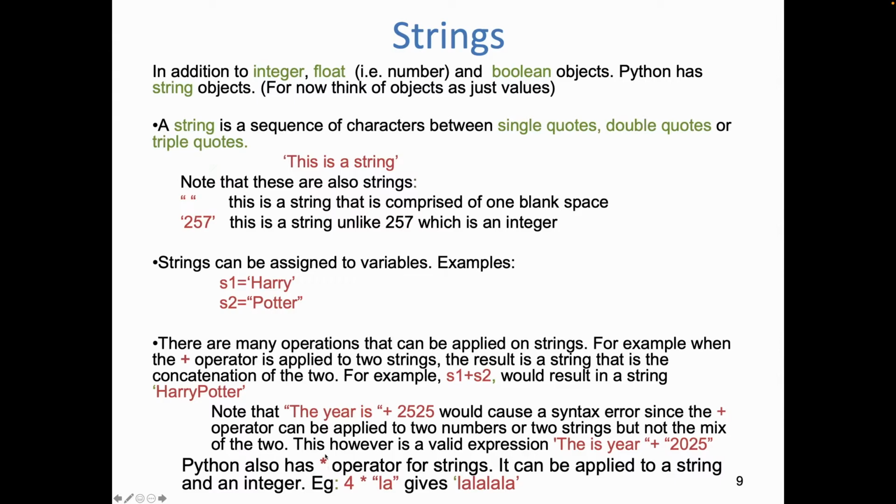Python also has a multiply operator for strings. It can be applied to a string and an integer, like this. It means to repeat the string 4 times, and the output is also a string.